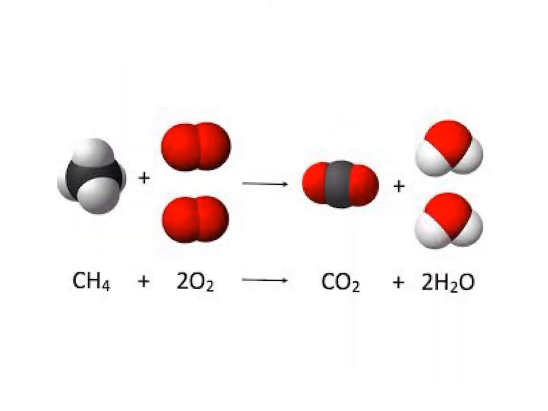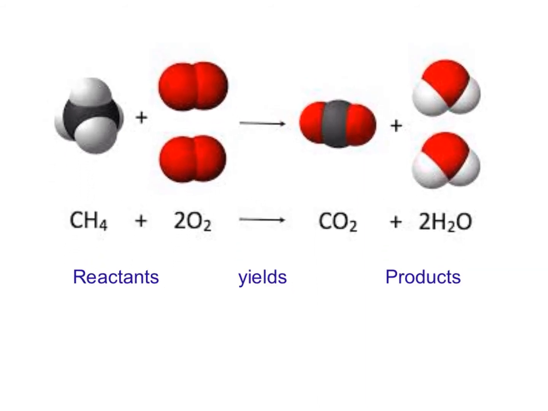Here's the chemical equation for the combustion of methane, a hydrocarbon, which requires oxygen in order to burn and forms carbon dioxide and water as the products. Now, in a chemical equation, the arrow means yields or produces. And the reactants are the starting substances in a chemical reaction, and the stuff that's formed is called product.